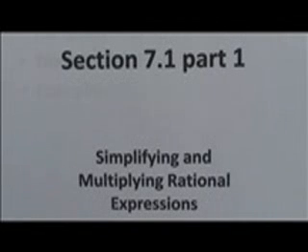Alright, now we're moving on to Chapter 7. This is Section 7.1, and this is Part 1 of 7.1, Simplifying and Multiplying Rational Expressions.